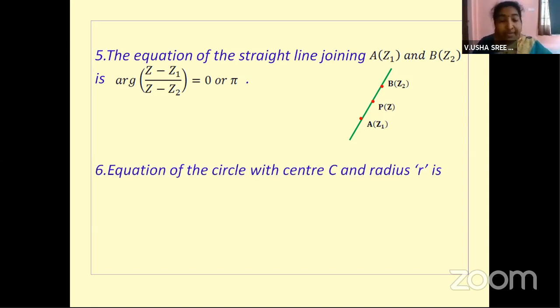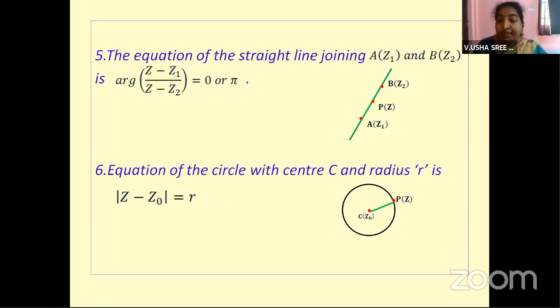Now, the next one: the equation of the circle with center C and radius R is mod of Z minus Z naught is equal to R. Now you take a circle, children. Let us consider the center of this circle. We will represent the center with C, and the complex number I am taking is Z naught, represented with X naught plus iY naught. And I will take a point on the circumference of the circle. I will call it P. That P will be represented with the complex number Z.